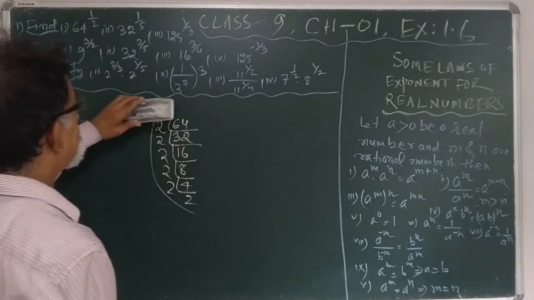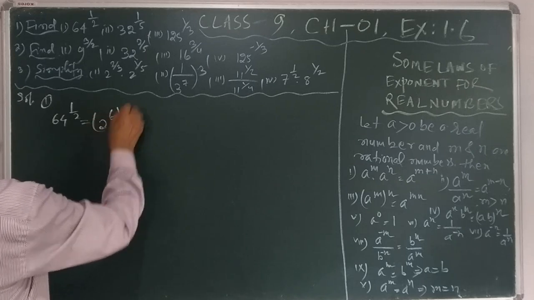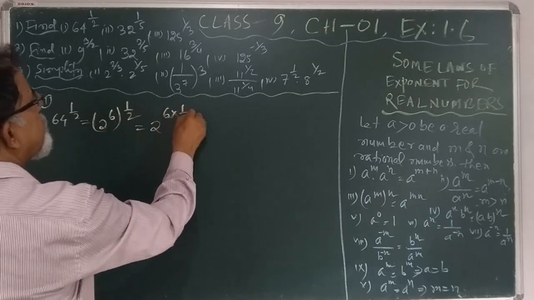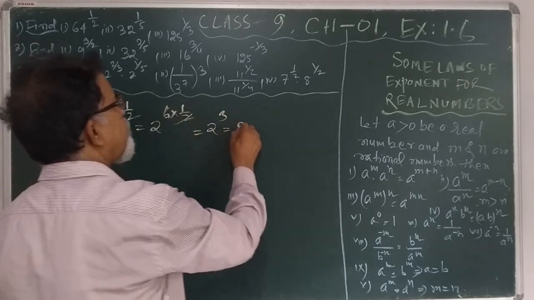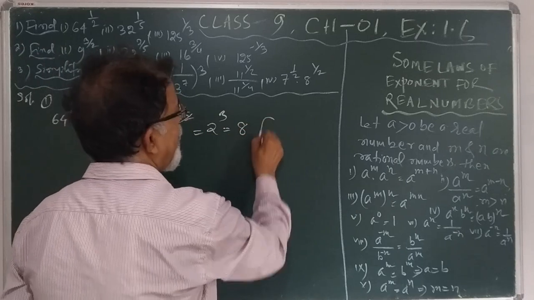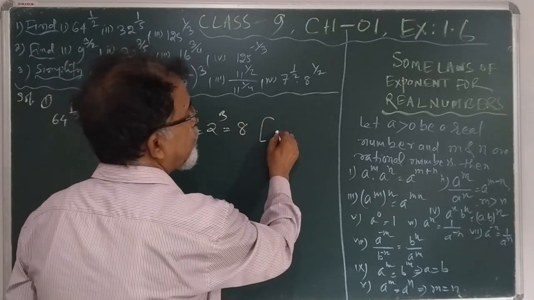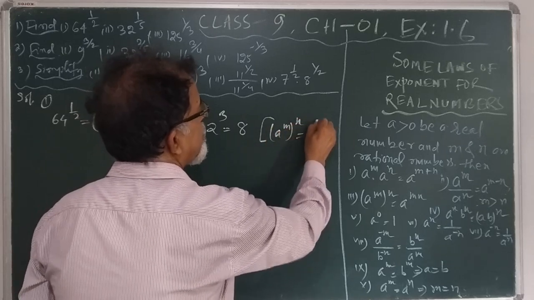So 64 is 2 to the power 6, whole to the power 1 by 2. 2 to the power 6 into 1 by 2 equals 2 to the power 3. 2 to the power 3 equals 8. And here I have followed a to the power m whole to the power n equals a to the power mn.